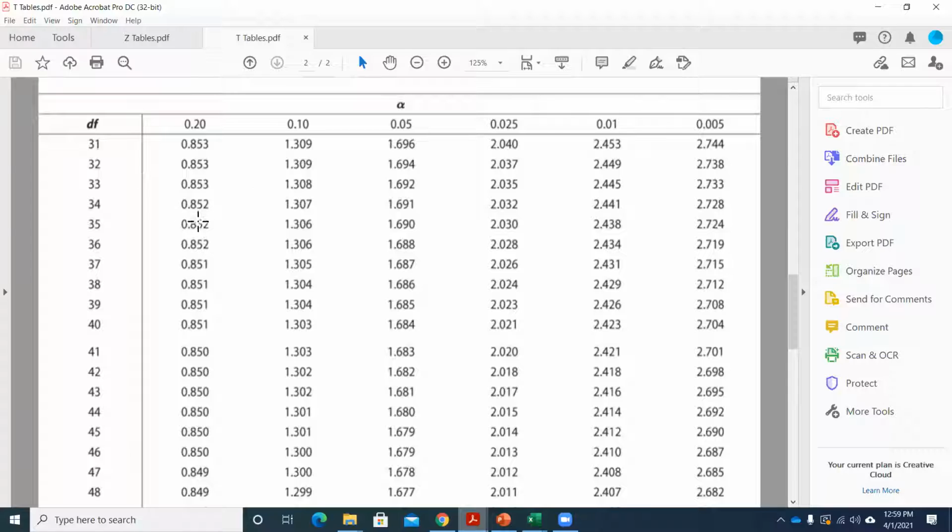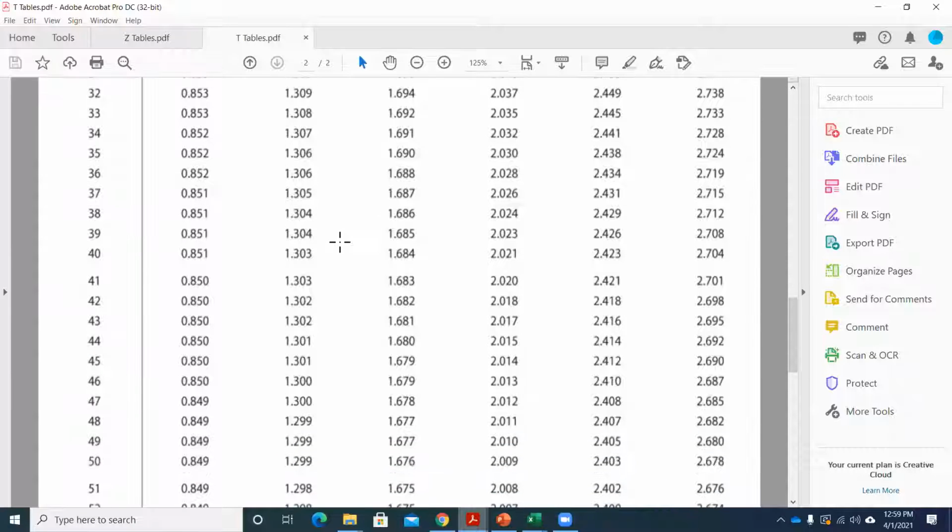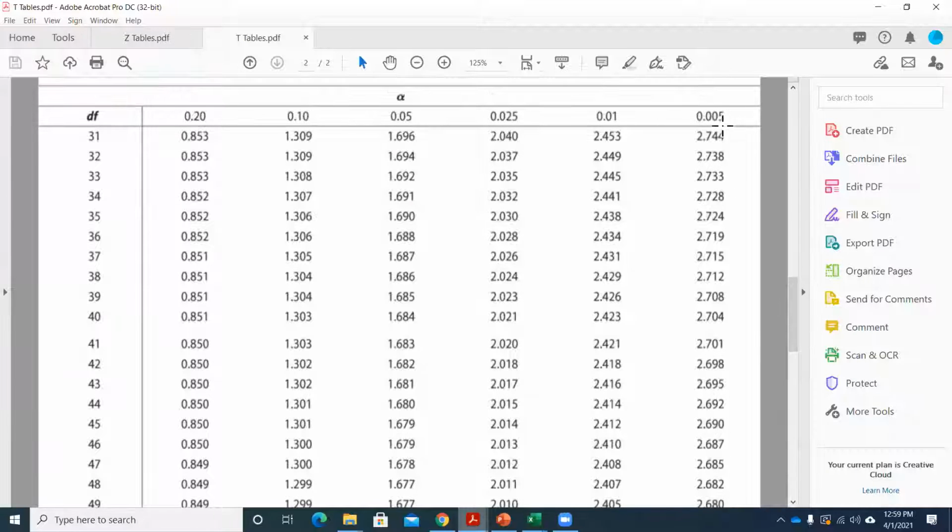For example, if my degrees of freedom was 32 and my test statistic was 1.309, the area to the right of 1.309 is 0.1. So I can look up my test statistic at this degrees of freedom and find the corresponding area in the tail. The problem is if I go down to my degrees of freedom of 50, I don't see a 3.57. In fact, it only goes up to 2.678. So what's the area to the right of 3.57? Well, if the area to the right of 2.678 is 0.005, the area to the right of 3.57 is just going to be something smaller.